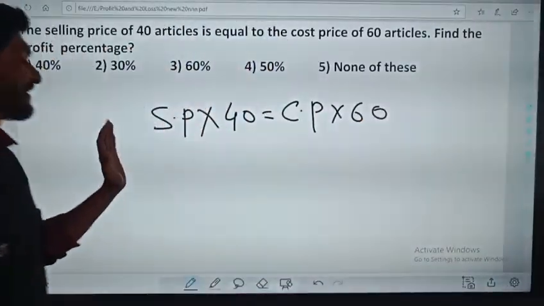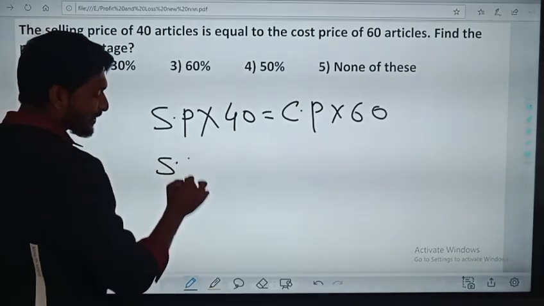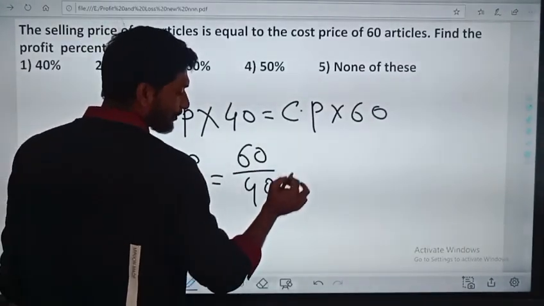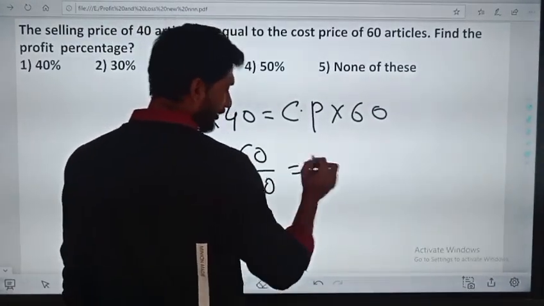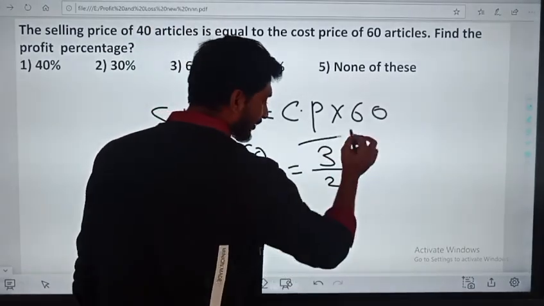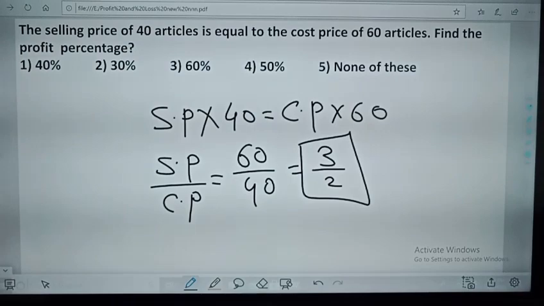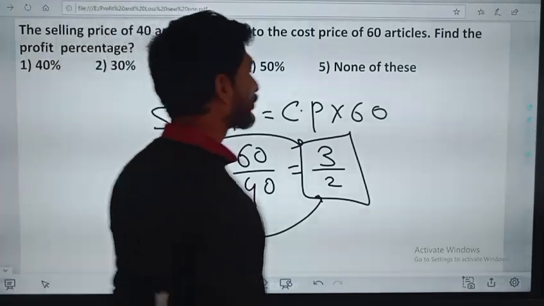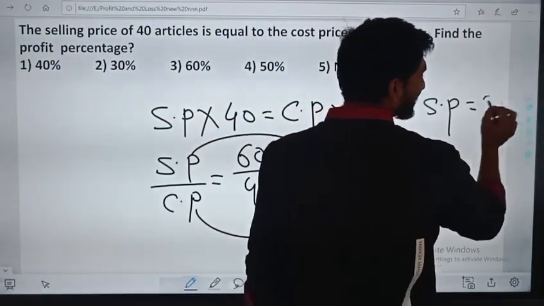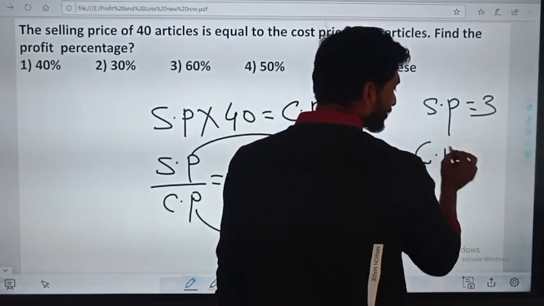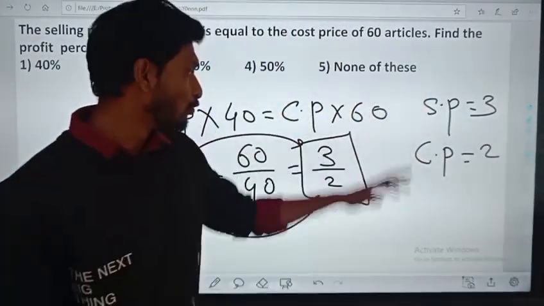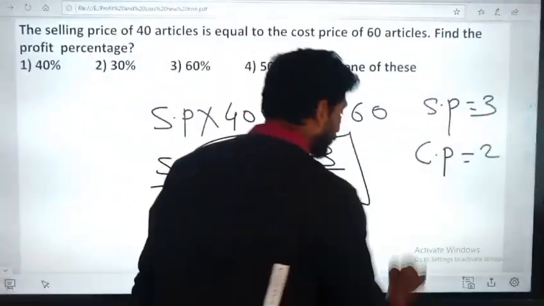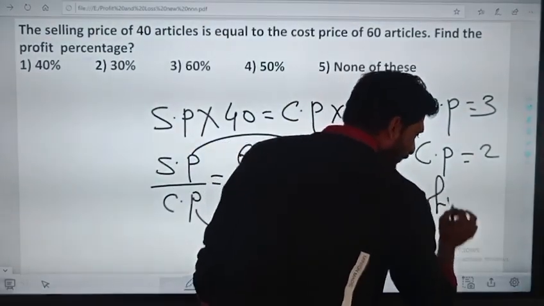We get the ratio of selling price and cost price. Then SP upon CP is equal to 60 upon 40. We minimize this ratio. Then here 20 threes are 60, 20 twos are 40. This ratio is 3 upon 2. Now we take selling price as 3 and cost price as 2. We purchase the article at 2 rupees and we sell it at 3 rupees. Now here your profit is 1 rupee.